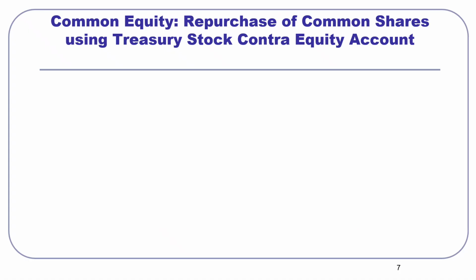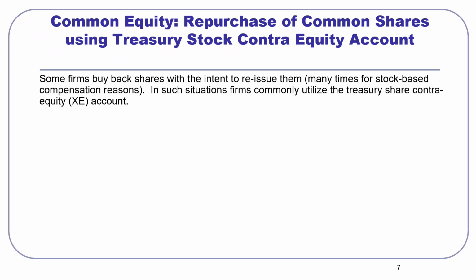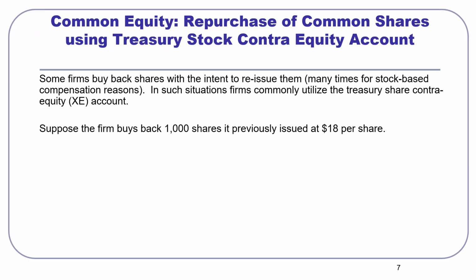Now suppose after issuance, the firm wants to buy back some shares it issued previously with the intent of reissuing those same shares later in the future. Firms will do this many times when they pay employees in stock. When a firm does this, they will use an account called treasury stock.